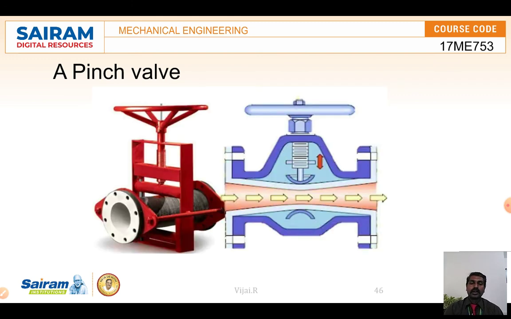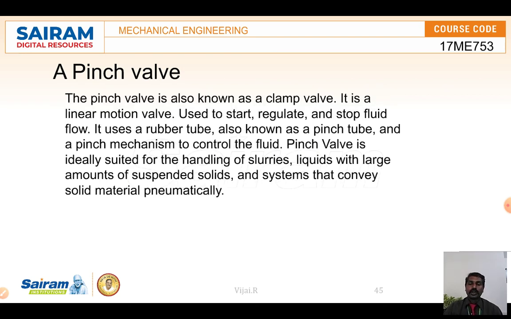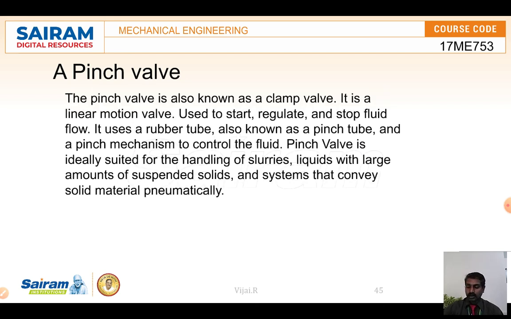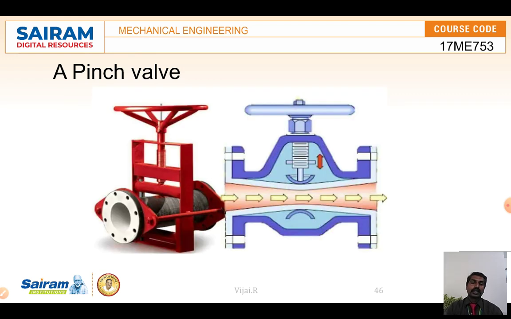And the pinch valve is one where the cross-sectional area can be reduced or increased by controlling a rubber tube. It uses a rubber tube, also called a pinch tube, and a pinch mechanism to control the valve. The pinch valve handles slurries, mainly hard varieties of liquids such as muddy oils or muddy sands, suspended solids like that. So these are all the types of control valves, that is, flow control valves.